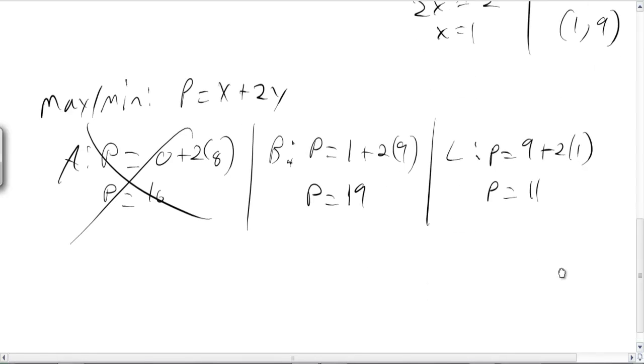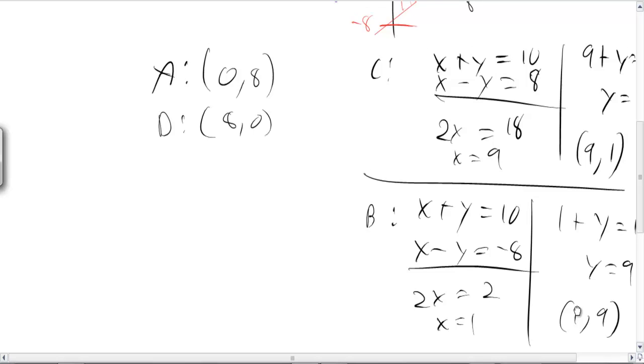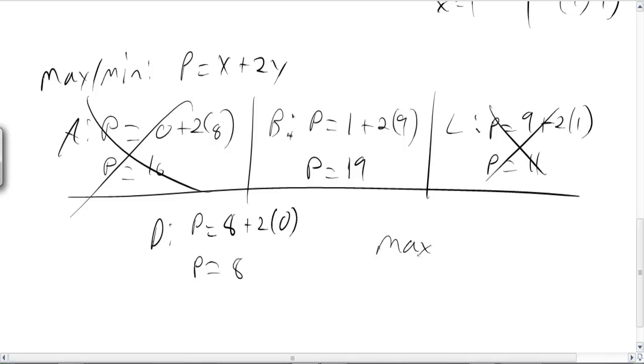But we still have one more value to check. We still have to check our D. What was the value for D? D was (8, 0). When we substitute that in, that gives us 8 plus 2 times 0, so we have a P-value of 8. Again, we're looking for max and min. The highest P was 19, the lowest P was 8, so therefore C is out. We're going to have a max at B and a min at D.